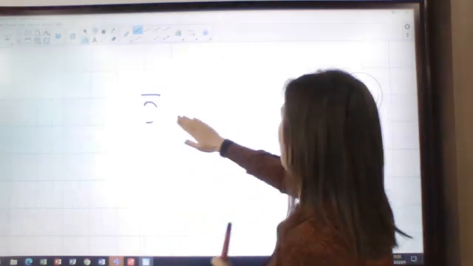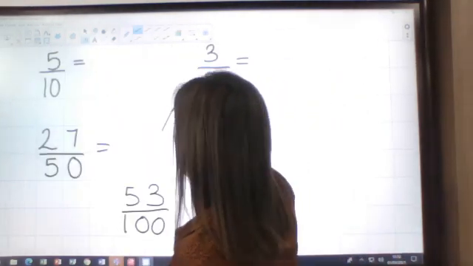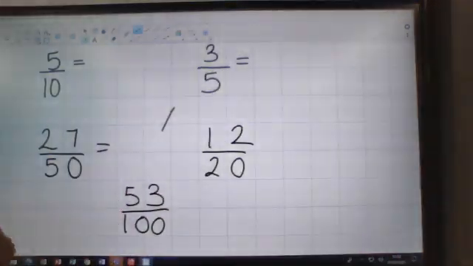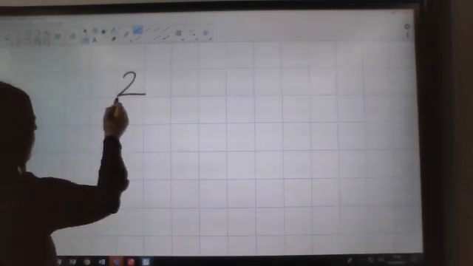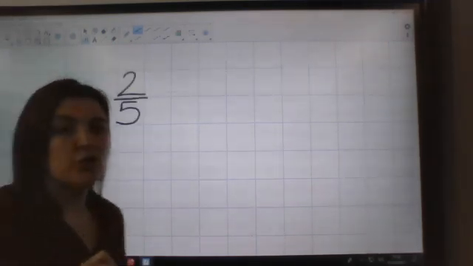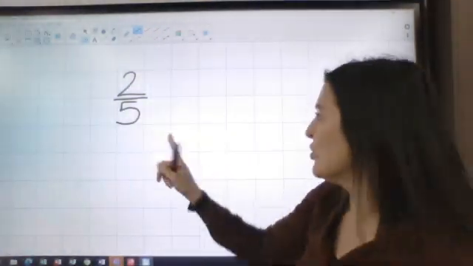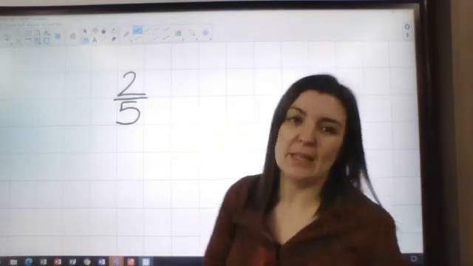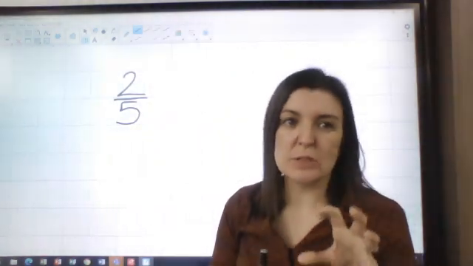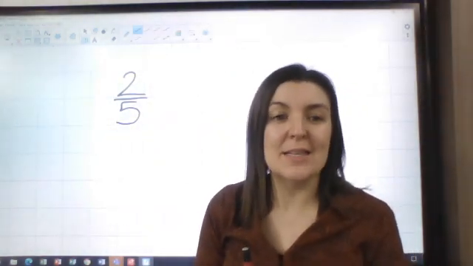Okay, so having a think about a couple of different ones then. You might see something like 2/5, or something in fifths. So I've got to try and make 5 into 100. What would I multiply 5 by to get 100?